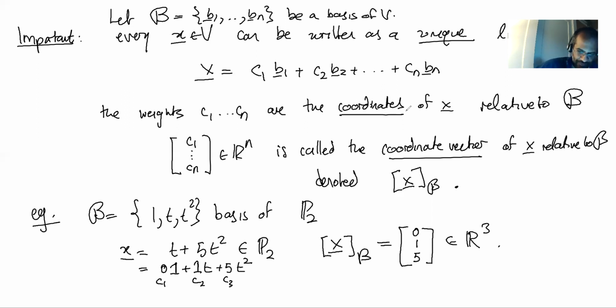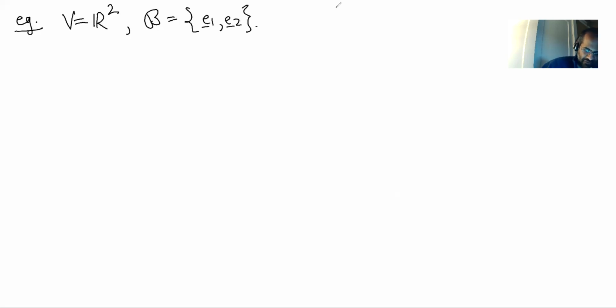Now let me show you another example. Somebody asked a good question: is this like coordinates in coordinate geometry? And the answer is yes, that's a special case of this. So here's one example. Let's take the vector space to be just good old R2 and take the basis to be just the standard basis. Let's call it B, E1 and E2. That's a familiar object from before the midterm.